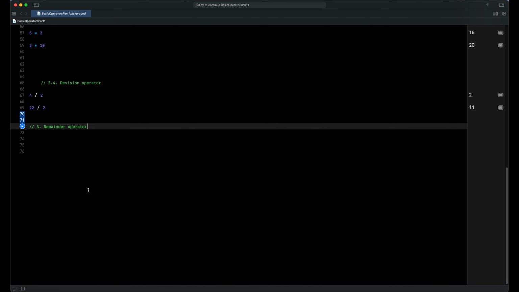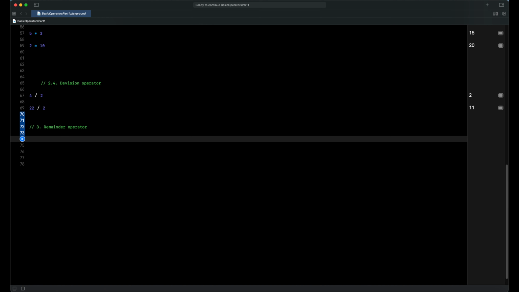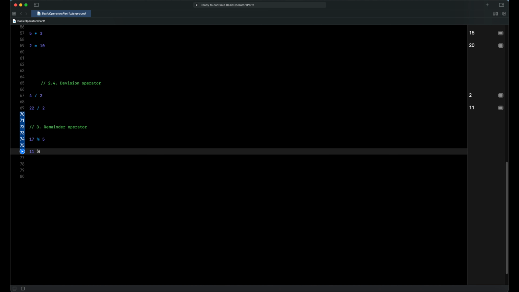And the last operator in this video is the remainder operator. For example, our percentage symbol is our remainder operator. The remainder operator looks at how many times one number can fit inside another number and returns the remainder value.